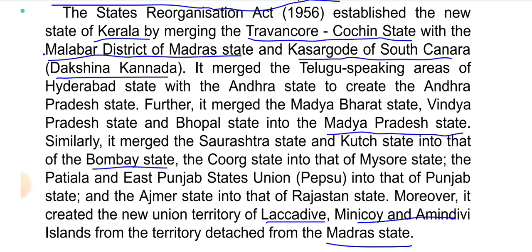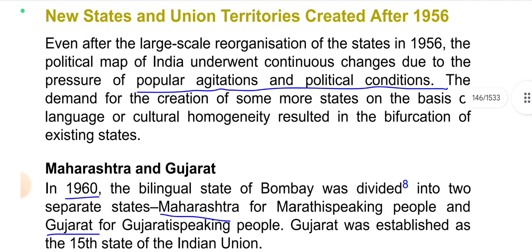Further, it merged the Madhya Bharat state, Vindhya Pradesh state and Bhopal state into the Madhya Pradesh state. Similarly, it merged the Saurashtra state and Kutch state, कितना था भाई, into that of the Bombay state, the Coorg state into that of Mysore state, कितना state था, the Patiala and East Punjab States Union, PEPSU, into that of Punjab state and the Ajmer state into that of Rajasthan state. Moreover, it created the new union territory of Lakshadweep, Minicoy and Amindivi Islands from the territory detached from the Madras state.